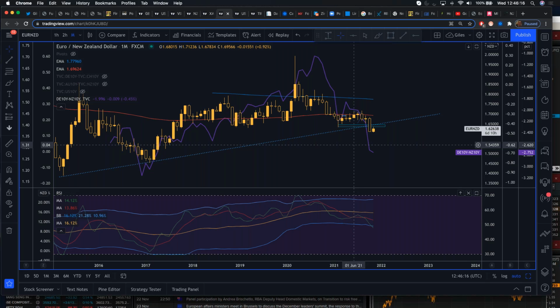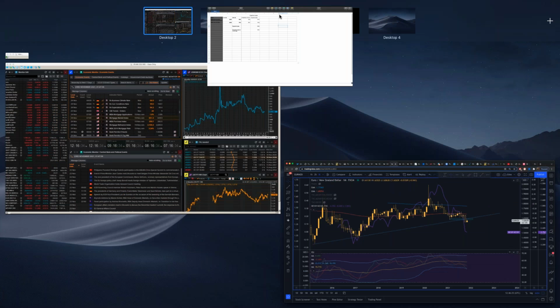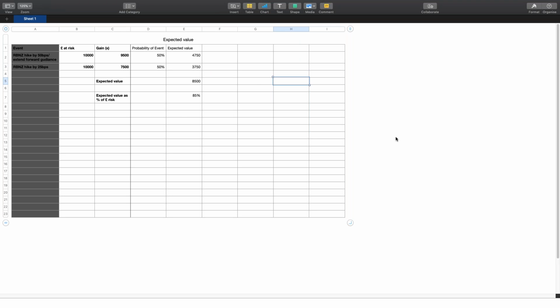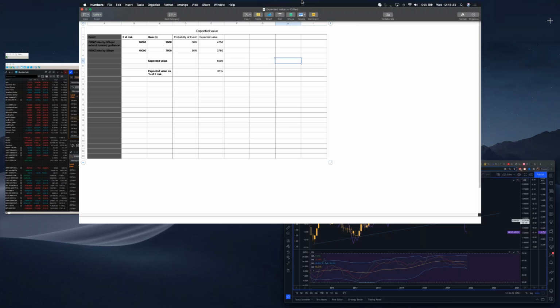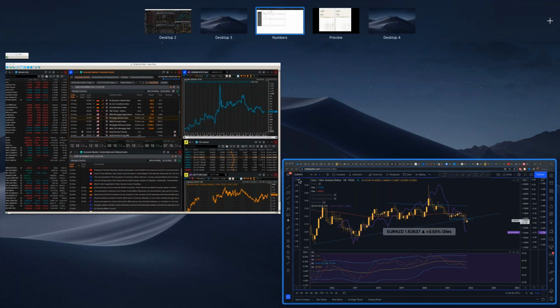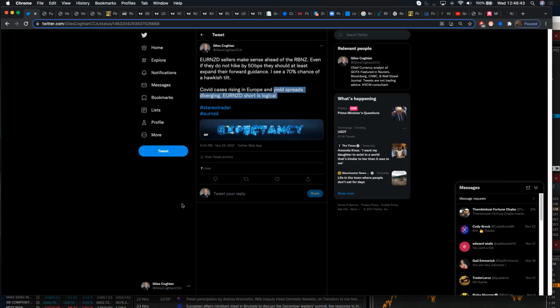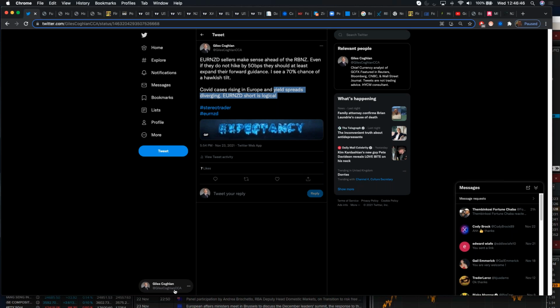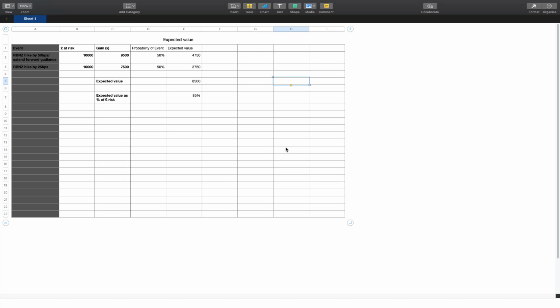Now, let me show you how I used expectancy to decide whether I wanted to take this Euro New Zealand dollar trade. Now, this is what I did. You can see here, I have a spreadsheet. If you want to use the spreadsheet and you want an actual copy of it, please just message me on Twitter or LinkedIn. There's my handle, @Giles Cochran CCA, and I can send you the actual file. But I'll show you how to do it. So take a screenshot, and I'll give a screenshot of this as well for you.